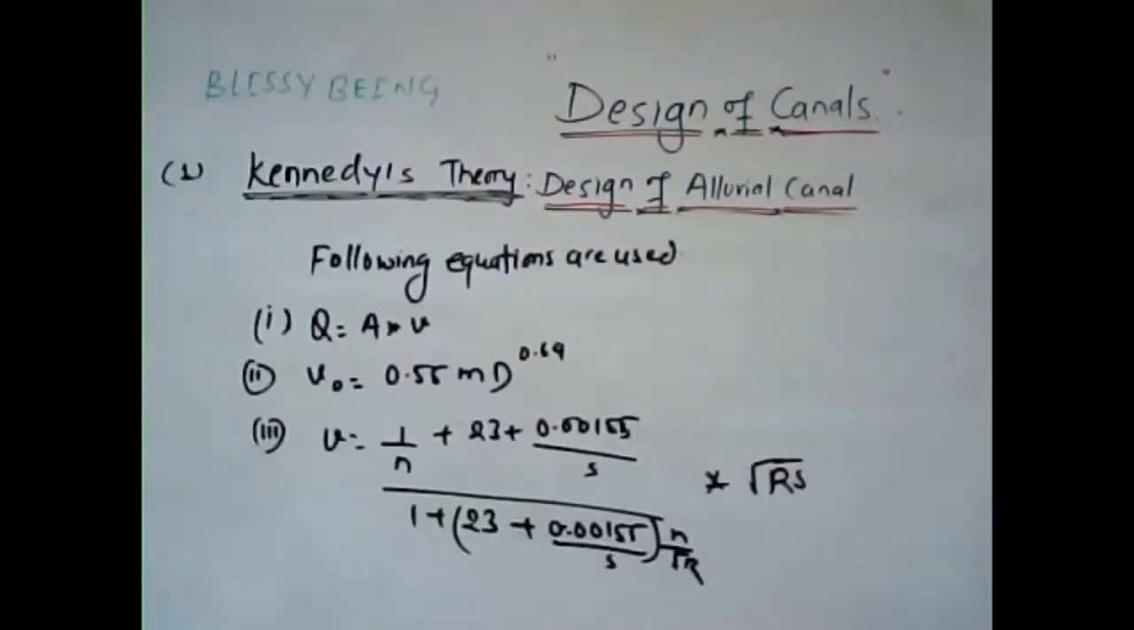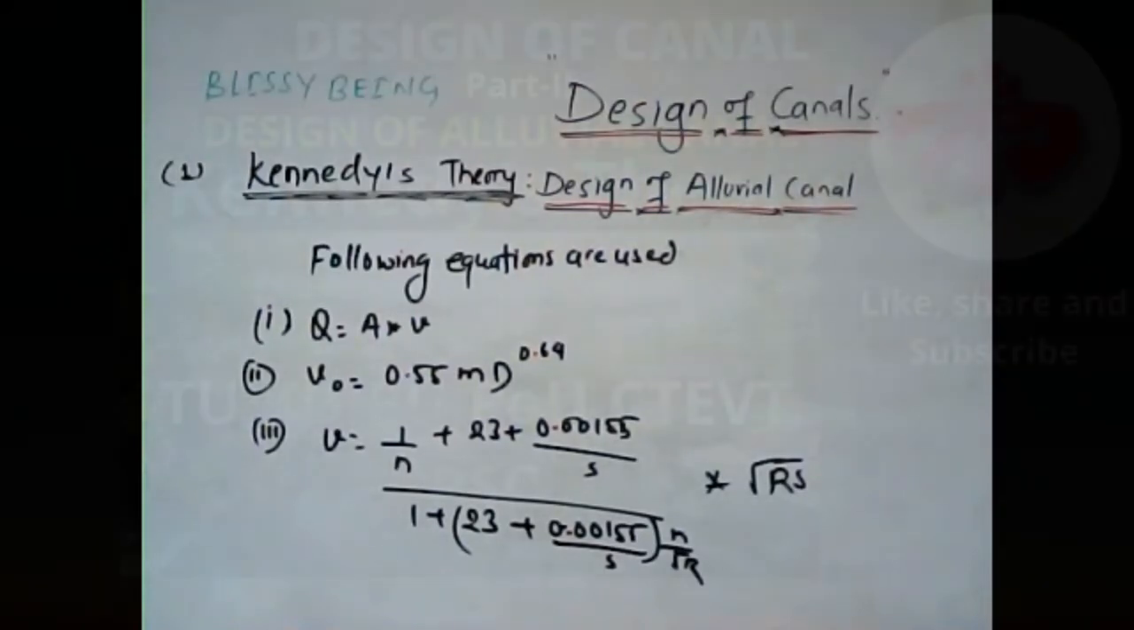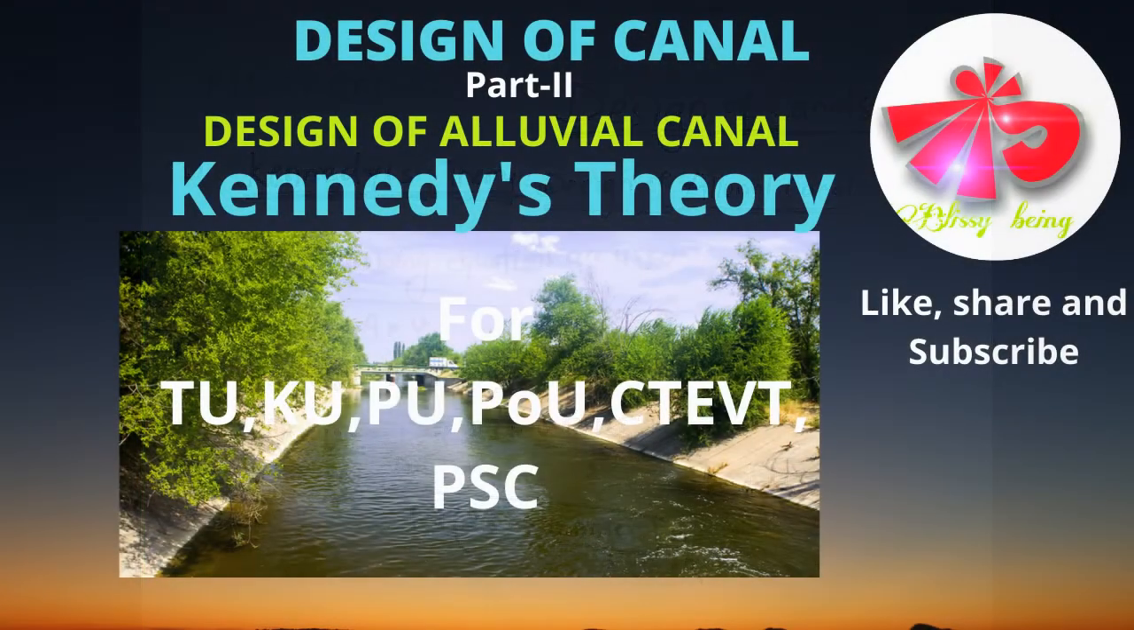The flow equations that are used in Kennedy's theory are that you need to equate discharge equals area into velocity, and the critical velocity through the canal having specific silt grade, ratio m, as V naught equals 0.55 m d to the power 0.64, and the mean velocity is given by the Kutter's equation.